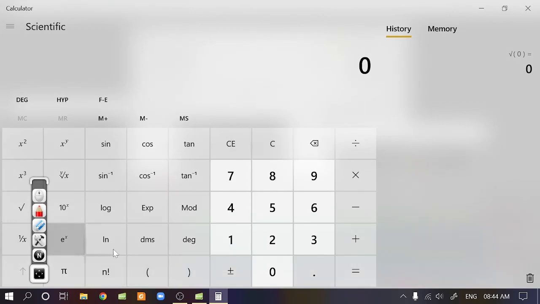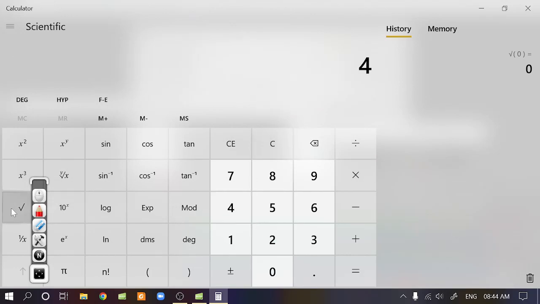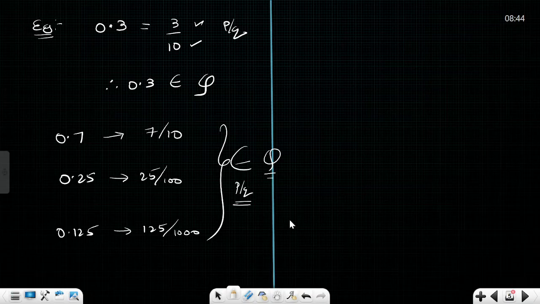Write 3, put square root. This is also the same, but with 4 it's not the case. Answer is 2. Correct, na? So let's type 5. With 5 it is the same case. Again, it's never ending. The universe may end, but the digits will never end. Okay. So this is the point.